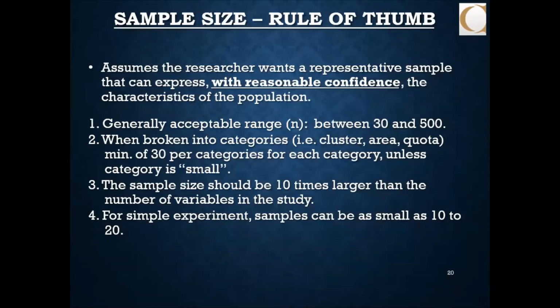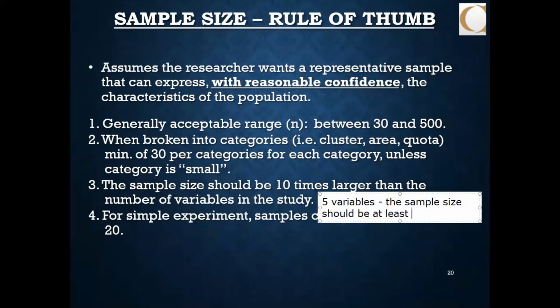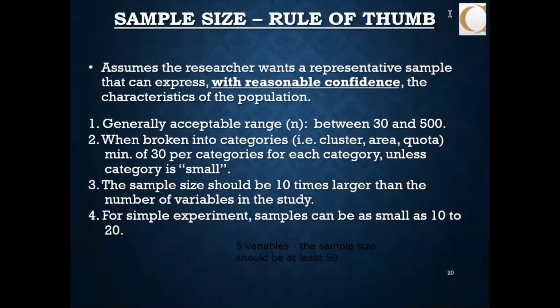So this assumes the researcher wants a representative sample that can express the characteristics of the population. So sample size between 30 and 500. Sample size should be 10 times larger than the number of variables in the study. So if you have like 5 variables, the sample size should be 50, at least 50. So that's important.